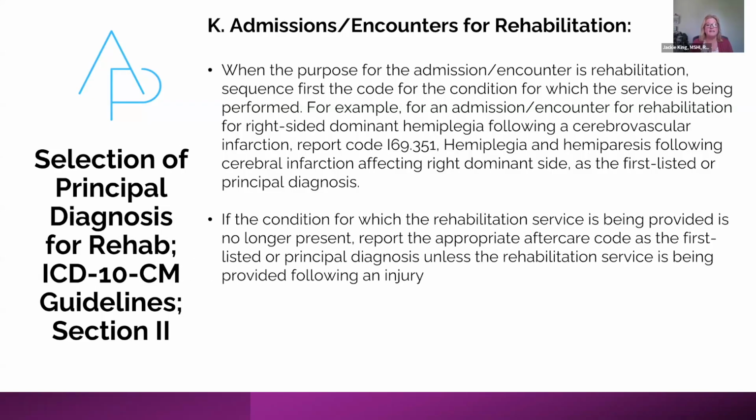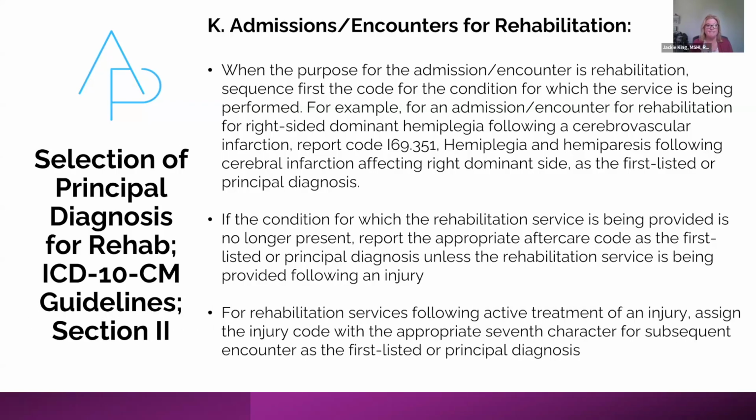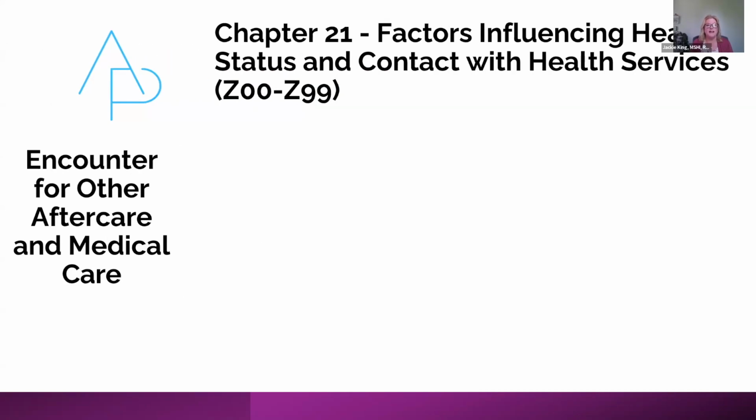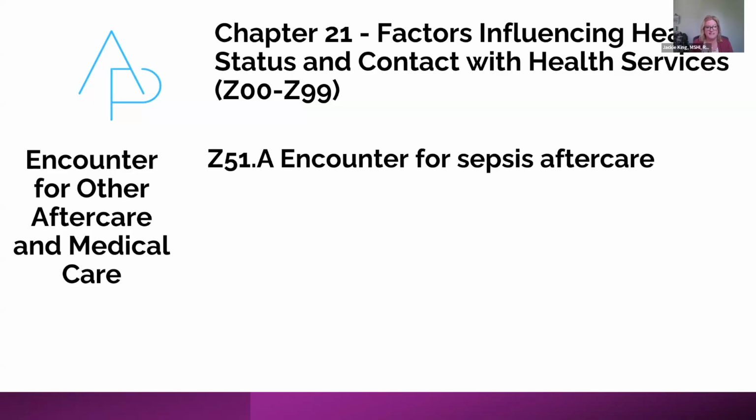And then if that condition, though, is no longer present, if they lost feeling, but they recovered the feeling in their right dominant hand, and now it's just weak, then you're going to report an aftercare code. And finally, again, for rehab services following active treatment of an injury, assign that injury code and the appropriate 7th character for subsequent encounter as your first listed code. Let the documentation be your guide and follow your guidelines. I do want to bring to your attention a fairly new, it's not even 2 years old yet, ICD-10 code in that chapter 21 for encounter for sepsis aftercare.